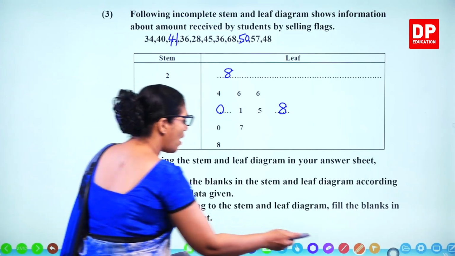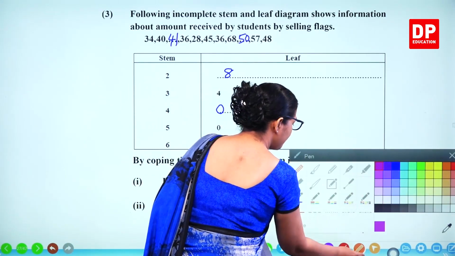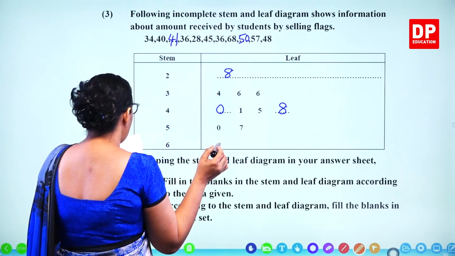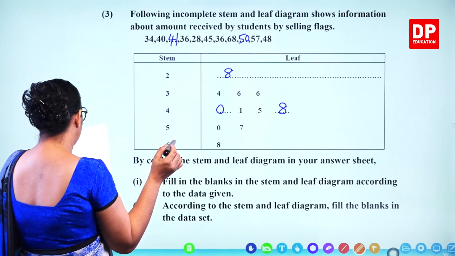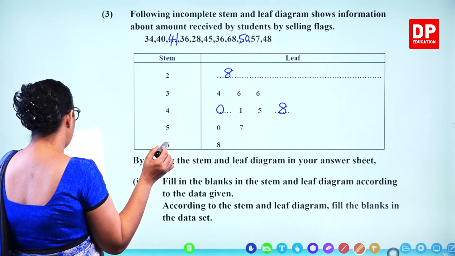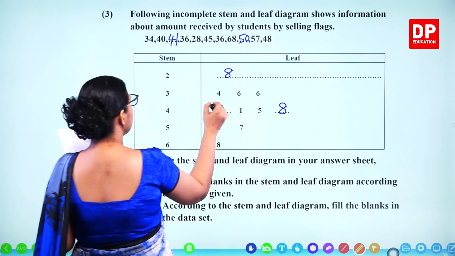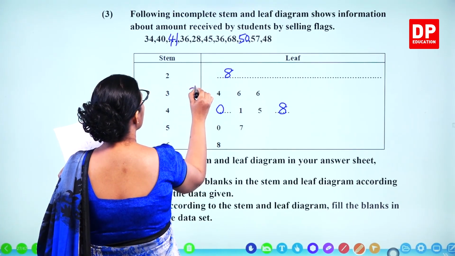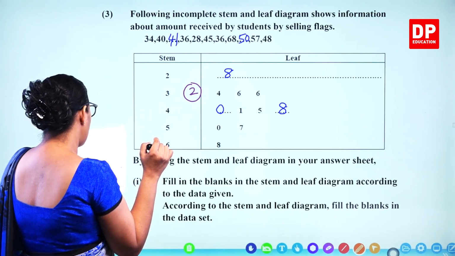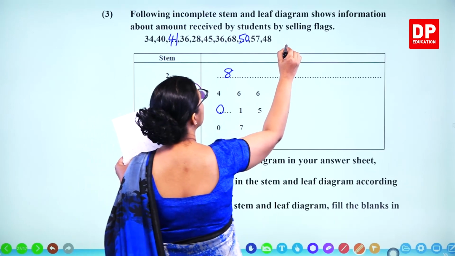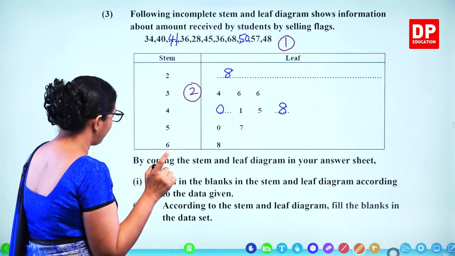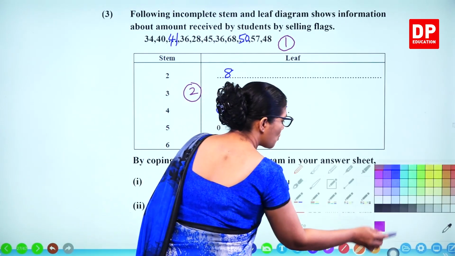So how many marks for that? You are getting 2 marks for writing down the values here. 2 marks. And writing down this one, 1 mark. So altogether, 3 marks. Let's take the next one.